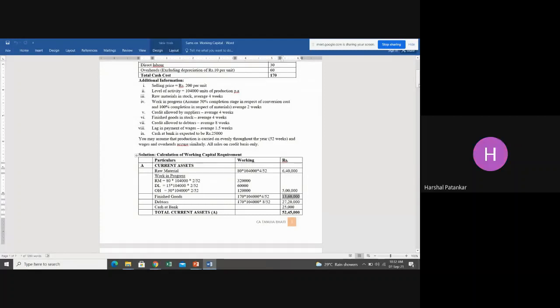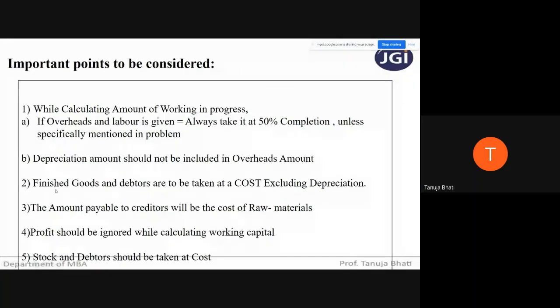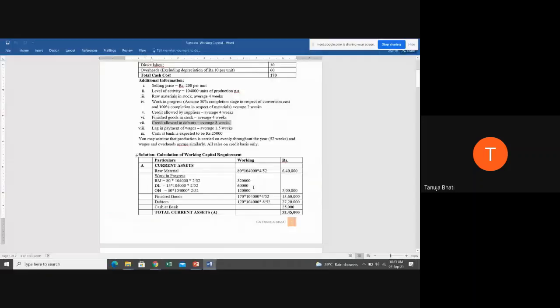Yes, ma'am. Okay. Next is debtors, also your current asset, right? And they are given here. Credit allowed to debtors is for average 8 weeks. Now, debtors also I have told you, finished goods and debtors are to be taken at cost excluding depreciation. So obviously what you will do, 1,04,000 into 170 into 8 divided by 52. So you get the amount of debtors as 27,20,000.